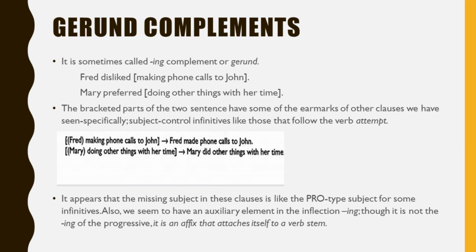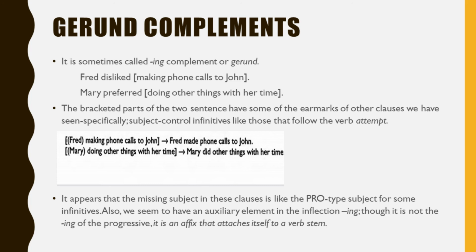The bracketed parts of the two sentences have some of the earmarks of other clauses we have been discussing, specifically subject control infinitives, like those that follow the verb attempt. We seem to have a verb-object order of elements, with the logical subject of the bracketed material being the same as the subject of the whole sentence. For example, Fred making phone calls to John is Fred made phone calls to John. The second one is Mary doing other things with her time, meaning Mary did other things with her time.